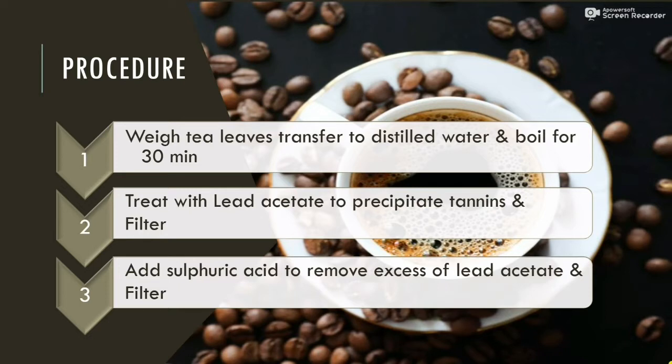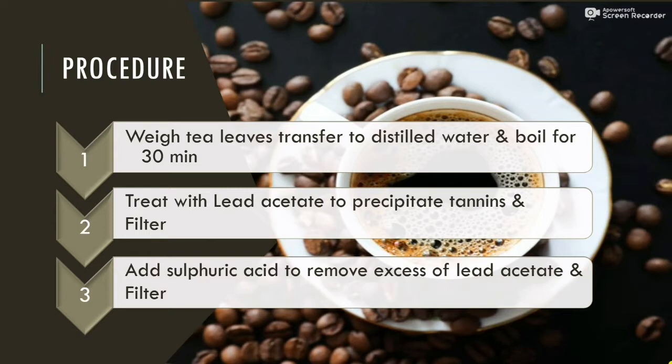Now we will see the procedure for the isolation of caffeine. First we have to weigh the tea leaves and transfer those to the distilled water, and boil that for about 30 minutes. The leaves are taken into a beaker, distilled water is added, and it is kept over the tripod stand, which has a wire gauze over it and a burner below it, and it is allowed to boil for 30 minutes.